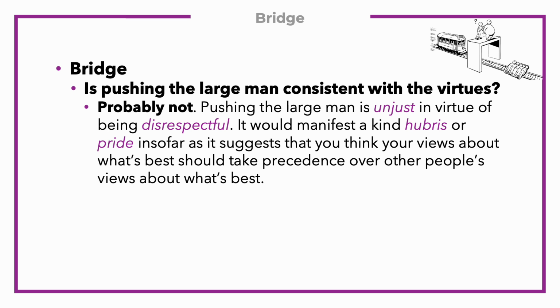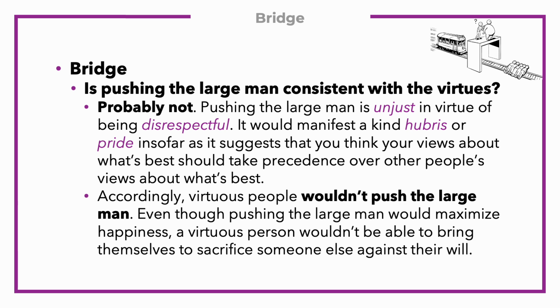It manifests a kind of hubris or pride insofar as it suggests that you think your views about what's best should take precedence over other people's views about what's best. So those are how some virtues might be relevant here. But I also think, I just try and imagine a virtuous person pushing this person over the ledge, and I just can't. I have a really hard time imagining that. Even though that would maximize happiness, the virtuous person isn't the kind of person who can just willy-nilly push people off of ledges. They've developed habits and character traits that are stable enough that they can't, on a moment's notice, think, oh, well, in this case it calls for pushing this guy off the bridge. I just don't think that's how people are psychologically.